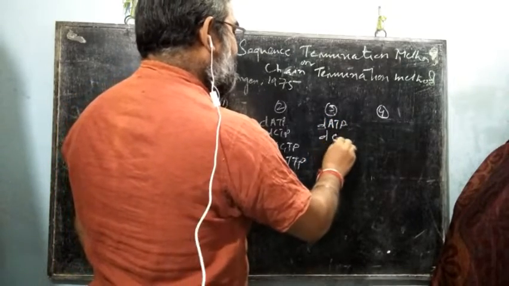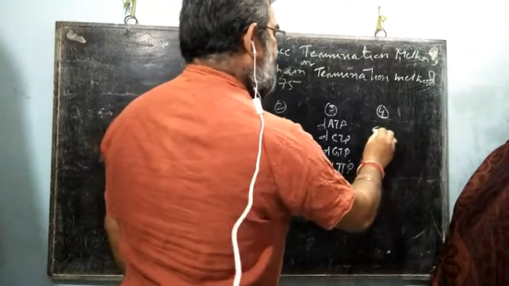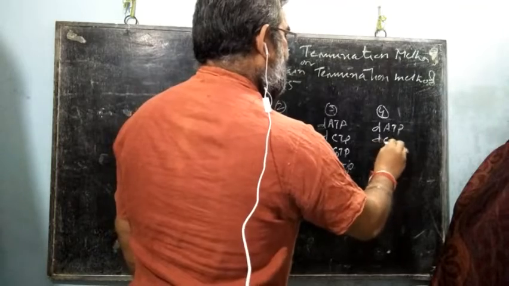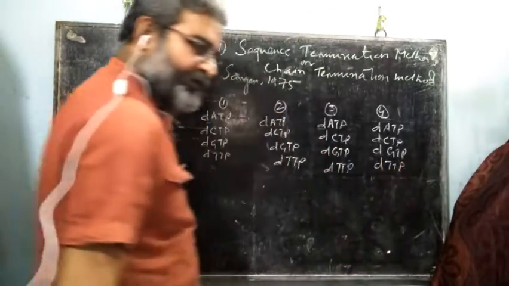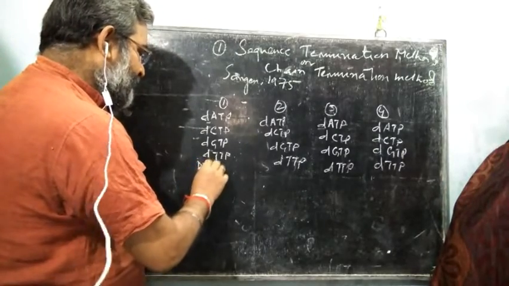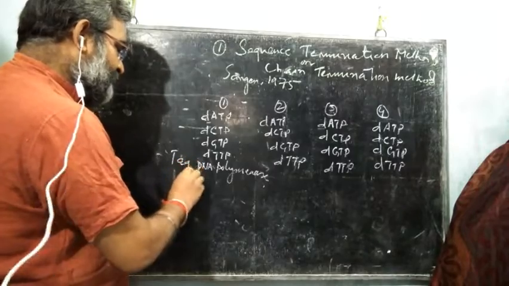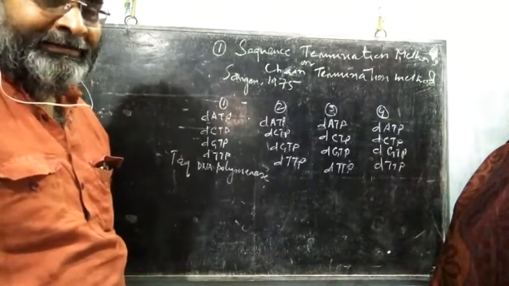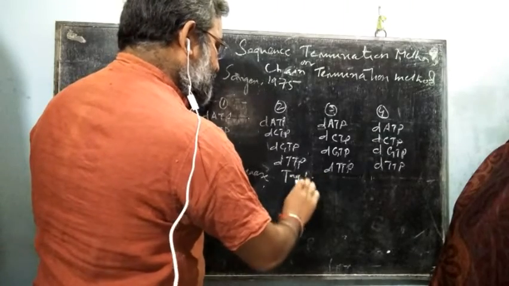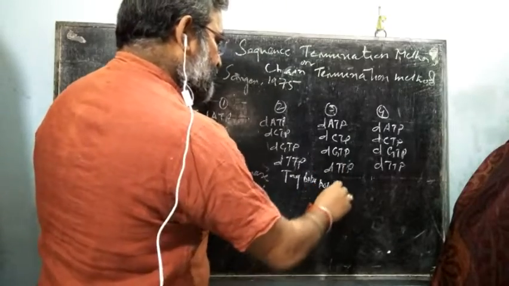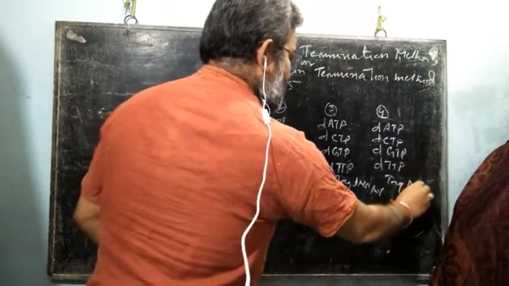Likewise, dATP, dCTP, dGTP, dTTP. Again in the fourth reaction, dATP, dCTP, dGTP, dTTP, plus DNA polymerase, Taq DNA polymerase, because Taq DNA polymerase is heat stable. Here again we use the Taq DNA polymerase in each reaction.